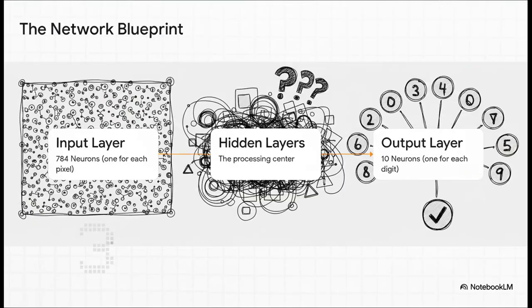So, our network has 3 main parts. First, there's the input layer. Our image is 28 by 28 pixels, which is 784 pixels total. So we have 784 neurons, one for each pixel. Simple enough. Then, at the very end, we have an output layer with 10 neurons, one for each digit from 0 to 9. And in the middle, well, that's where the magic happens. We've got these mysterious hidden layers.